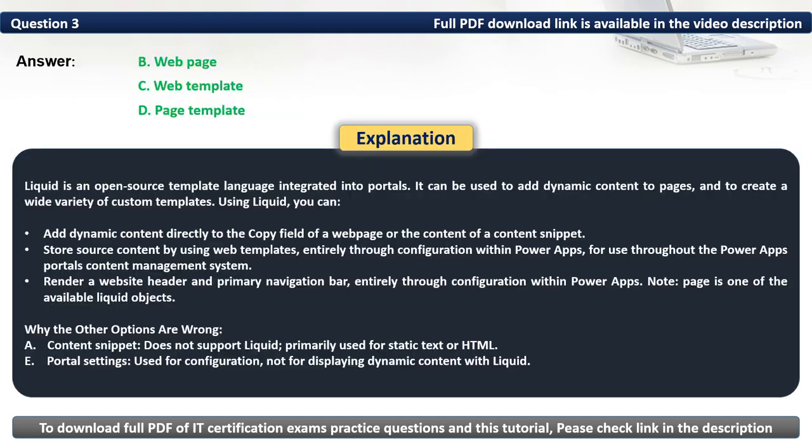Liquid is an open source template language integrated into portals. It can be used to add dynamic content to pages and to create a wide variety of custom templates. Using Liquid, you can add dynamic content directly through the copy field of a web page or the content of a content snippet. Store source content by using web templates entirely through configuration within Power Apps for use throughout the Power Apps portal's content management system. Render a website header and primary navigation bar entirely through configuration with Power Apps. Note, page is one of the available Liquid objects.